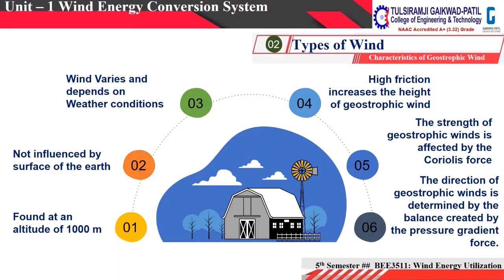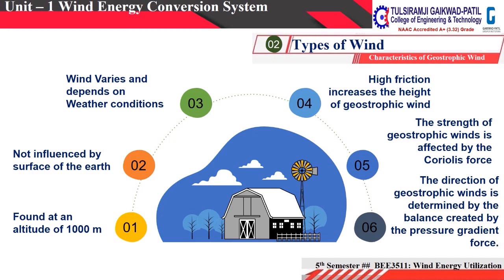The Earth's surface is marked with trees, buildings, lakes, seas, hills, and valleys, all of which also influence the wind's direction and speed. For example, where the warm land and cool sea meet, the difference in temperature creates thermal effects which cause the local sea breezes. The strength of the geostrophic wind is affected by the Coriolis force, and finally the direction of the geostrophic wind is determined by the balance created by the pressure gradient force.